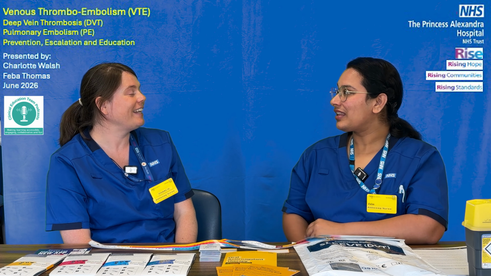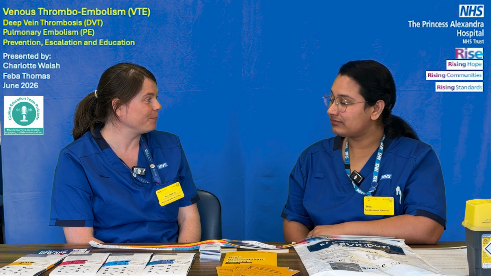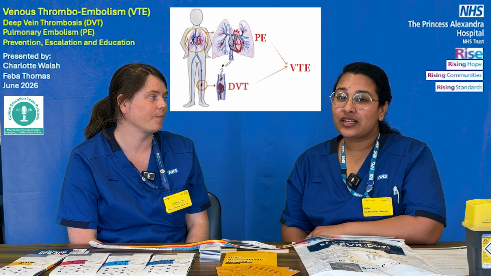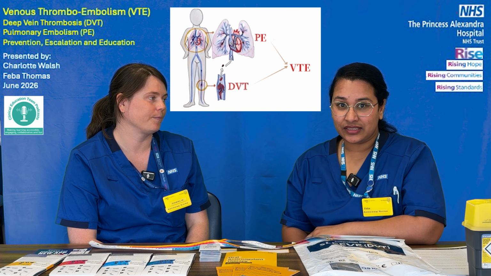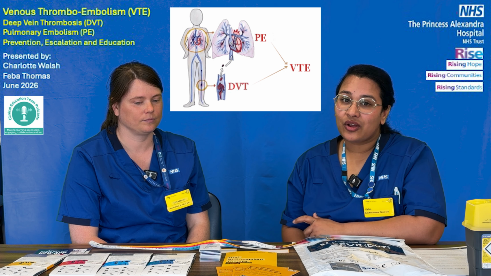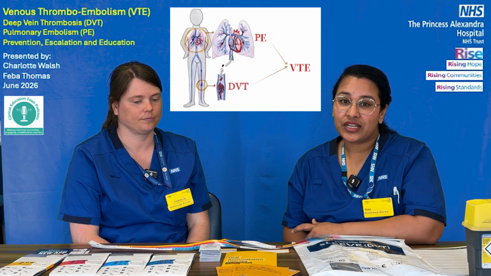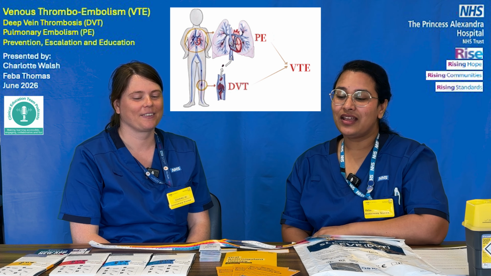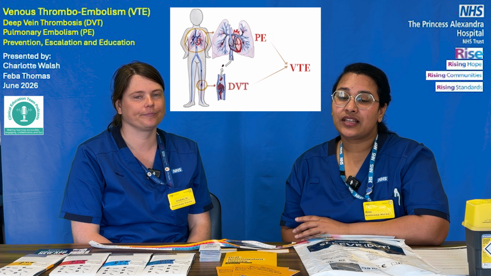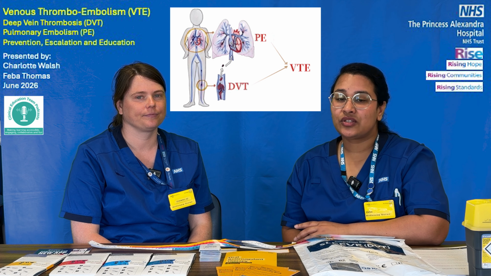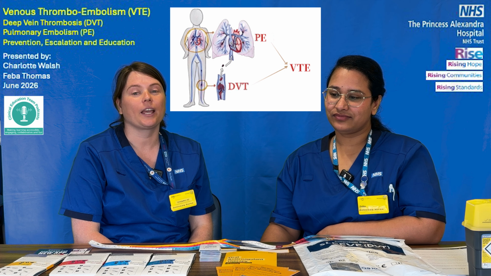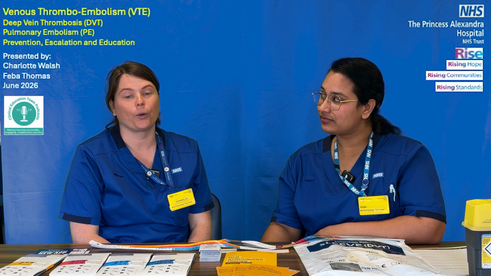So, Feba, let's start simple. What is VTE? VTE is venous thromboembolism, which is an umbrella term for DVT and PE. DVT, deep vein thrombosis, is a blood clot that usually occurs in the deep veins of the leg, and PE, or pulmonary embolism, is a clot that travels from the deep veins to the heart and lungs and lodges there. PE can be fatal if not recognised quickly.